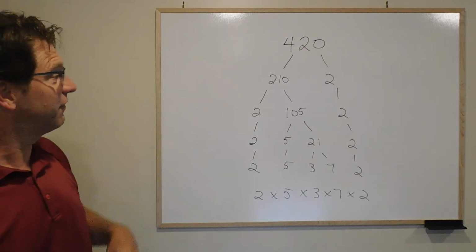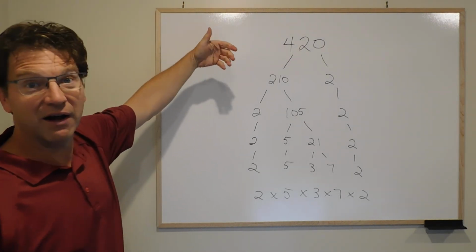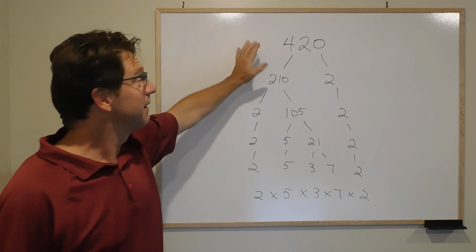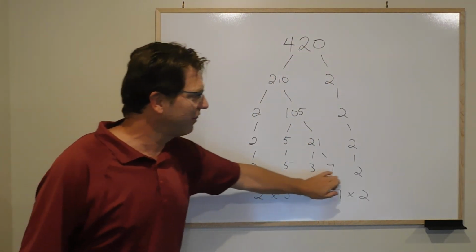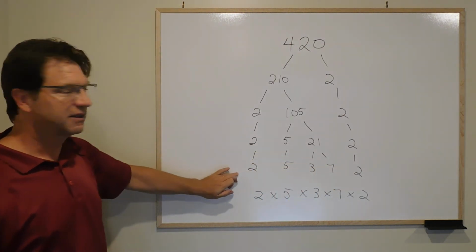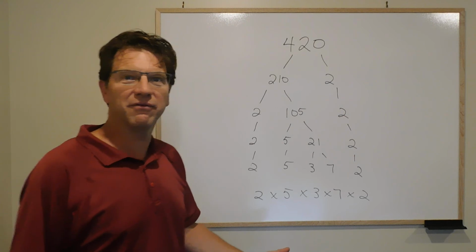Now I could have done it differently. I could have started by dividing by 7, started by dividing by 5, or started by dividing by 3, and the factor tree would look a little different, but you'd end up with these same factors down the bottom. So that's really what they're talking about with factor trees and prime factorization.